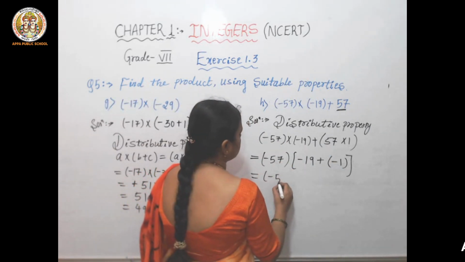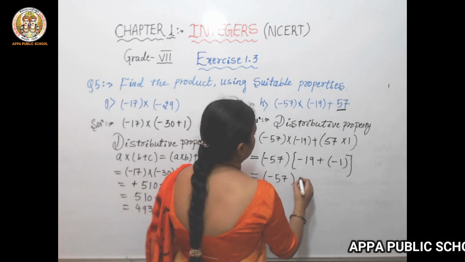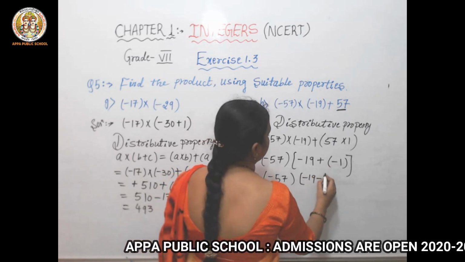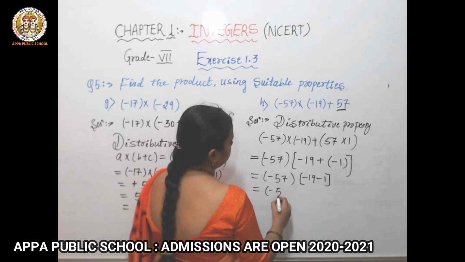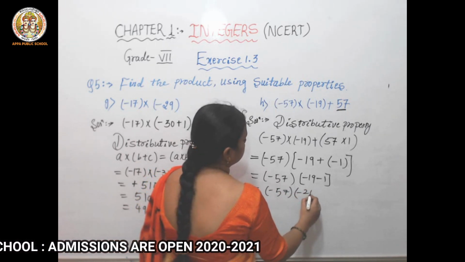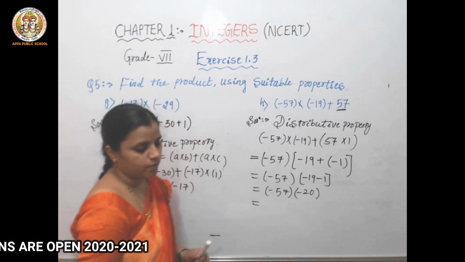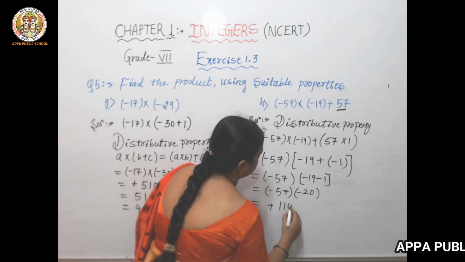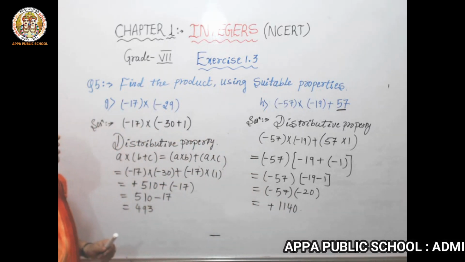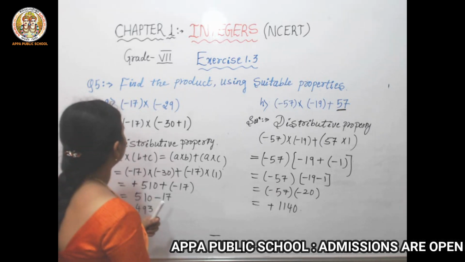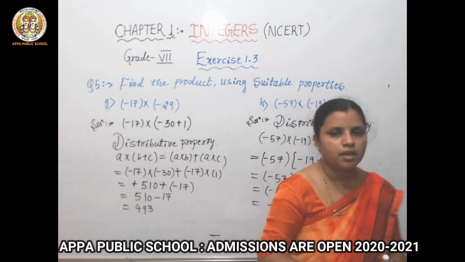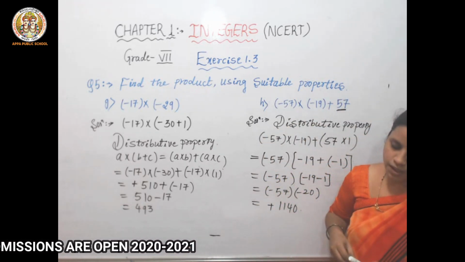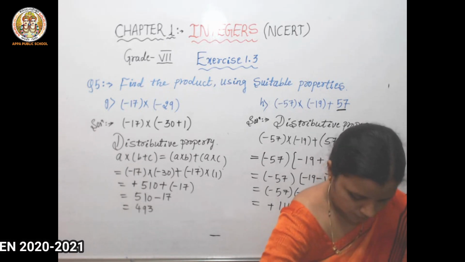Now minus 57 into minus 90 plus minus 1. Now minus 57 into minus 91. Now minus into minus as plus, 57 9s are 513, and then 0 as it is. So this is regarding the fifth problem, that is find the product using suitable properties, like how we are using the different properties. And the next problem, sixth one.